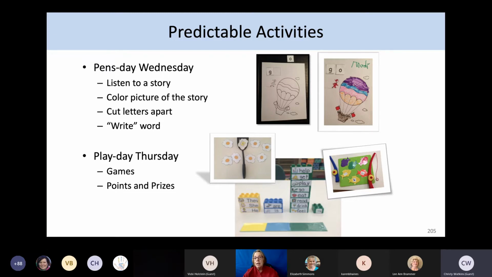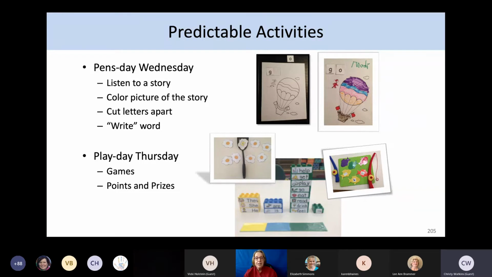So they listen to it, they do a little coloring, they have to cut the letters, they have the word go, and they have to cut the letters apart so they see that it's two distinct letters, and then glue them on their page as their means to write the word. And that's going to all be able to go home with them and go into the big book.